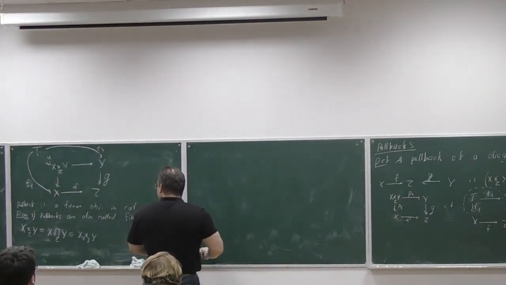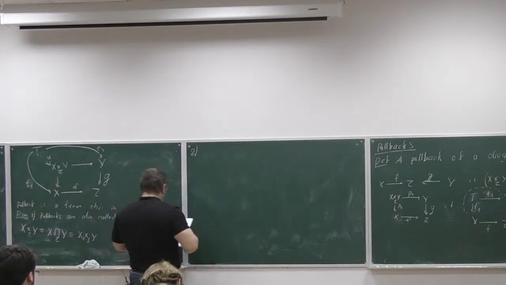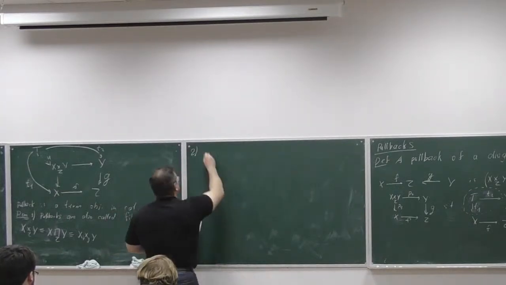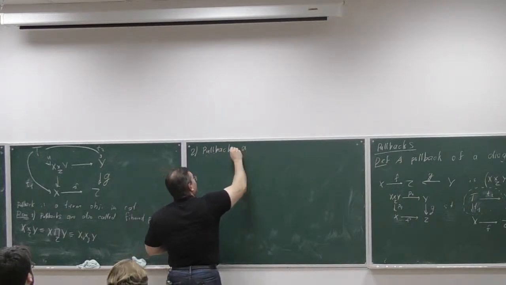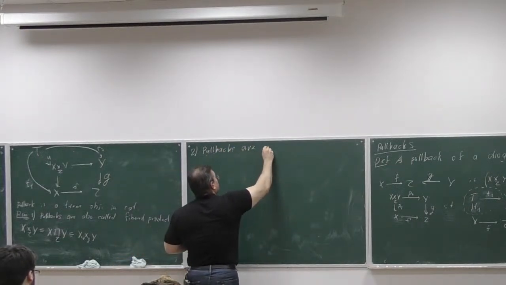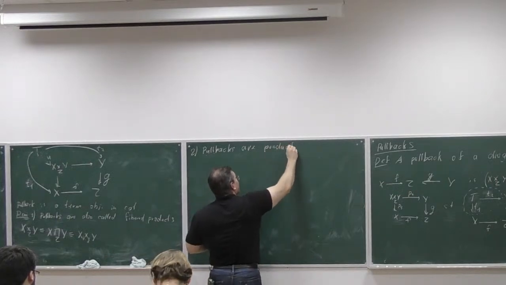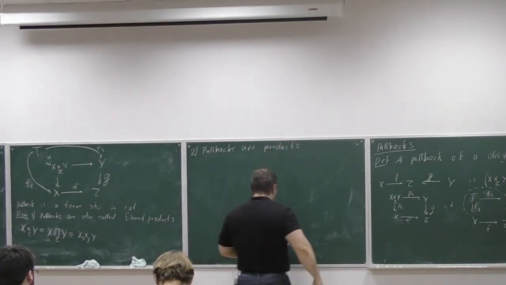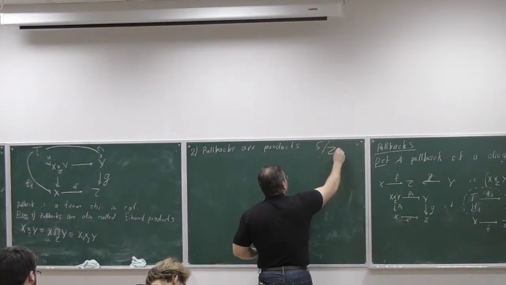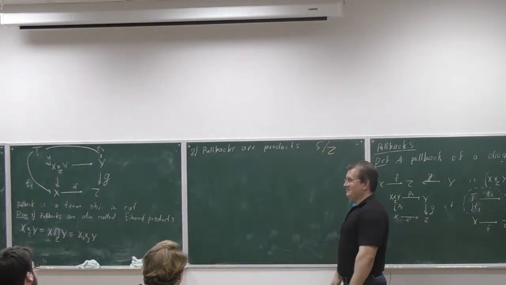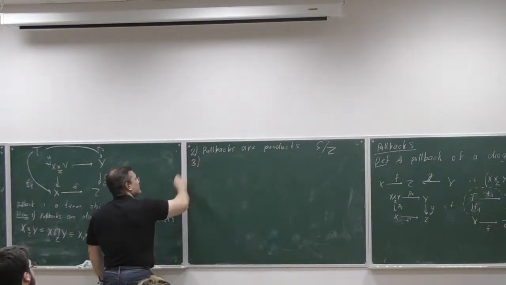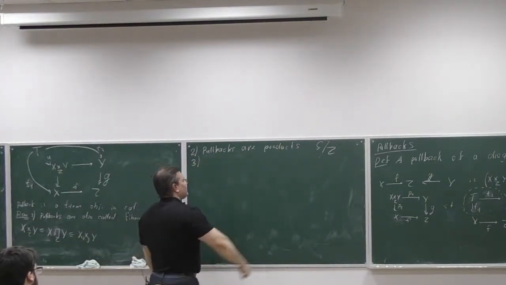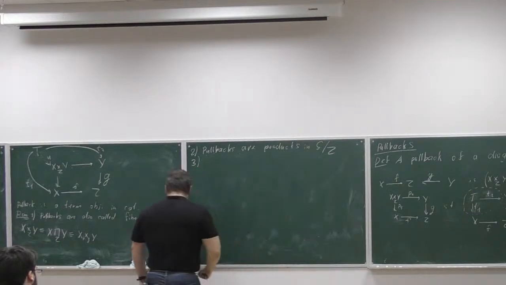Remark 2: pullbacks are products in the slice category. That's another way to interpret this. Remark 3: products in the slice category.